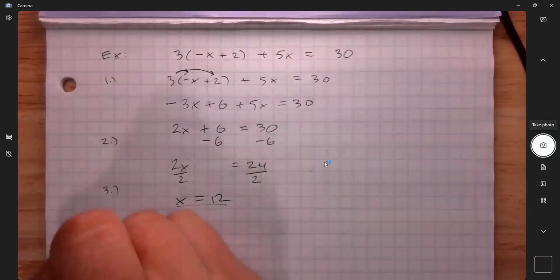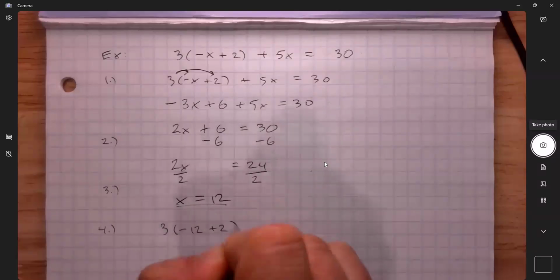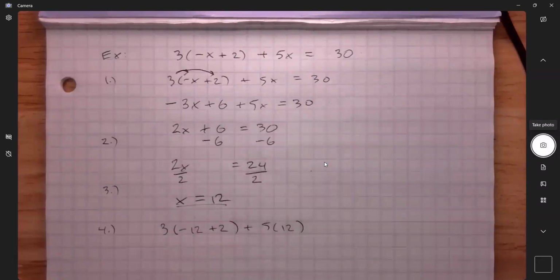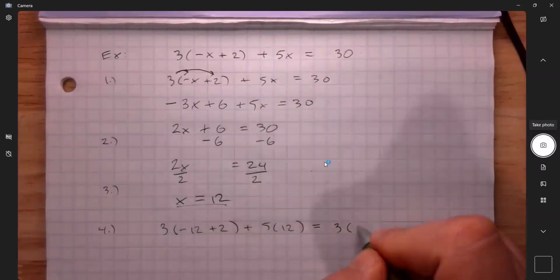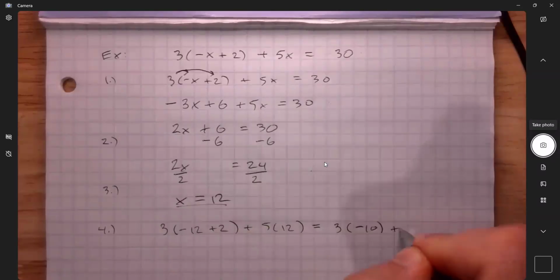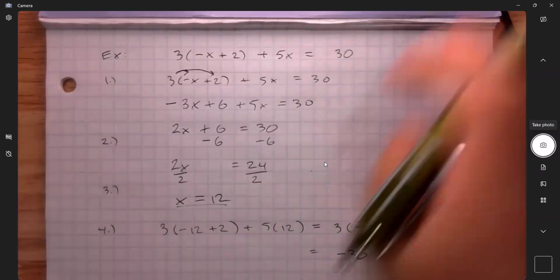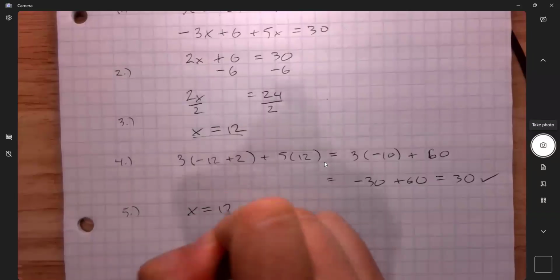All right, so now I'm going to check. I'm going to take x equals 12 and put it into my original expression. I'll do PEMDAS here. Minus 2 plus 12 is 10. 5 times 12 is 60. 3 times 10 is 30, plus 60 equals 30. Yep, that's what I expected. So it's correct. So my answer is x equals 12.